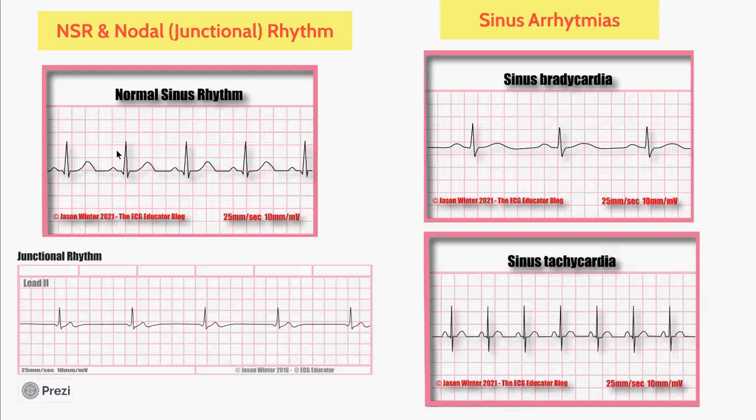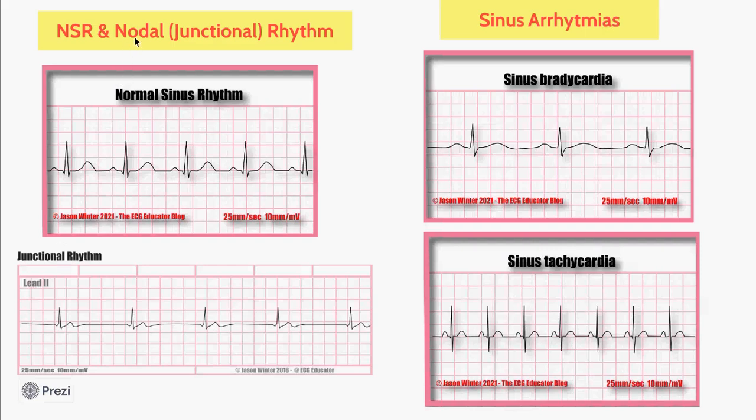The distance between every R and R is equal, so it's regular. So this is normal sinus rhythm. This ECG is regular. It has got QRS and T in every complex, but there is no P wave. There is no P wave. So this is called junctional or nodal rhythm.